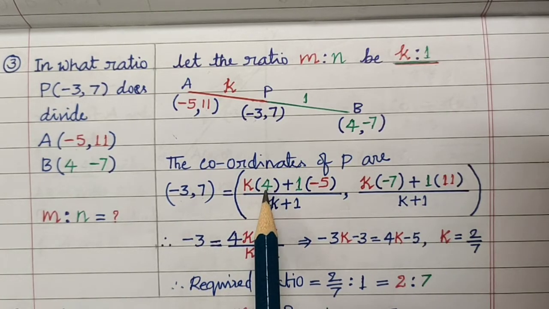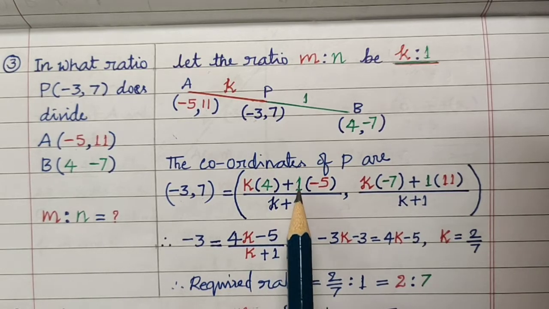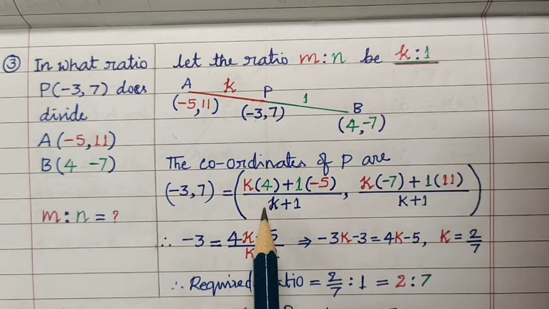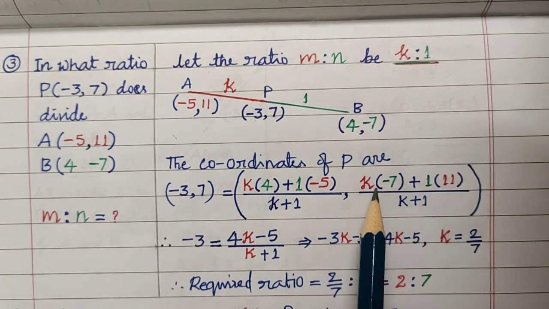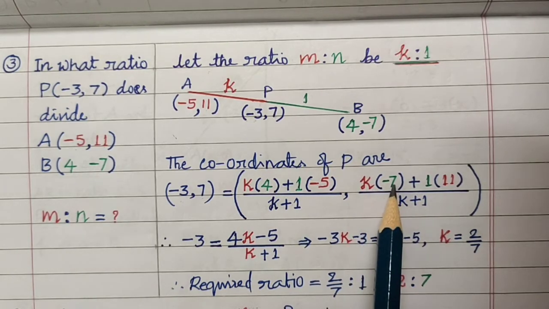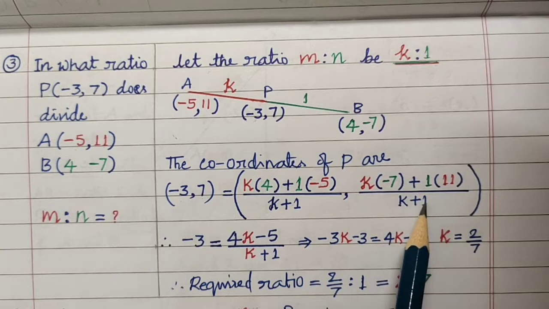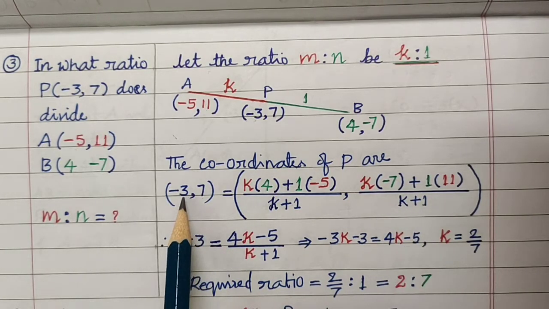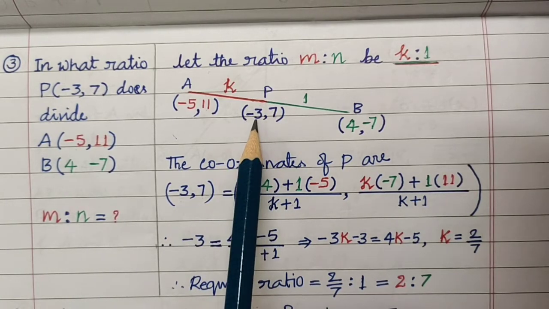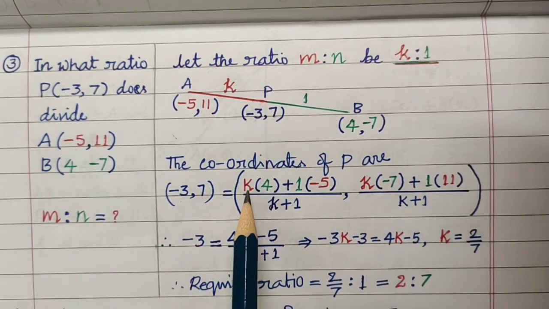m into x2 plus n into x1 divided by m plus n, m into y2 plus n into y1 divided by m plus n. We know the values of x and y. They have given it as minus 3, 7. These were x and y, minus 3 and 7.